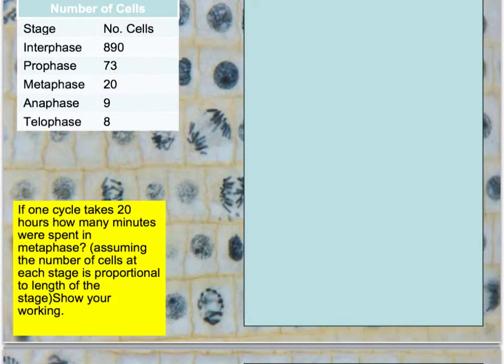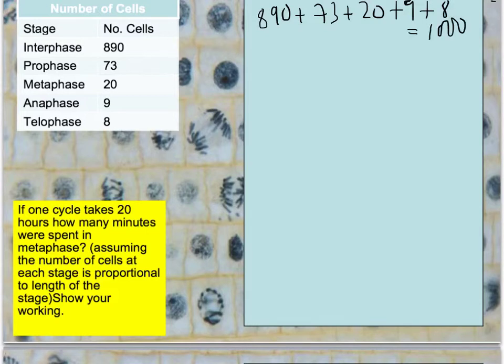Now the important thing is, and it always gets stated, you've got to assume the number of cells at each stage, i.e. here, is proportional to the length of each stage. I'll ask you to show your working. So the first thing you need to do is add up all the cells, see how many cells you're dealing with. So 890 add 73 add 20 add 9 and 8 equals 1,000. So we've got 1,000 cells in total.